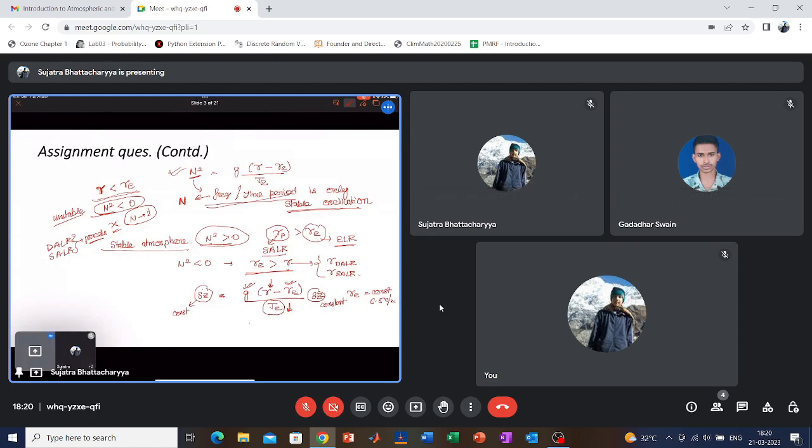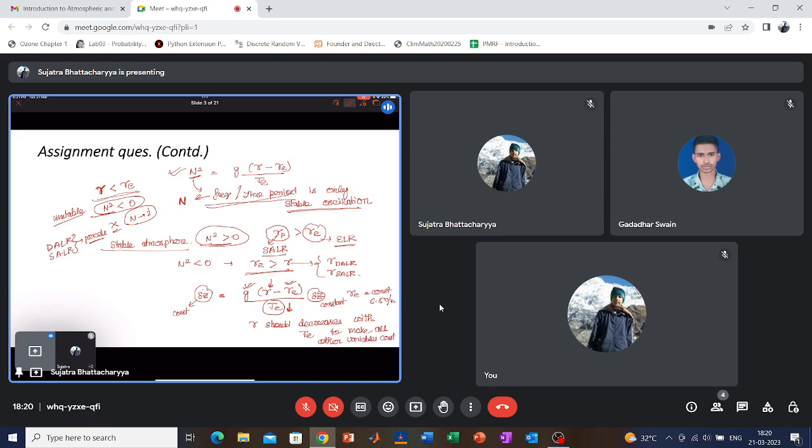Therefore, gamma should decrease with TE to make all other variables constant.